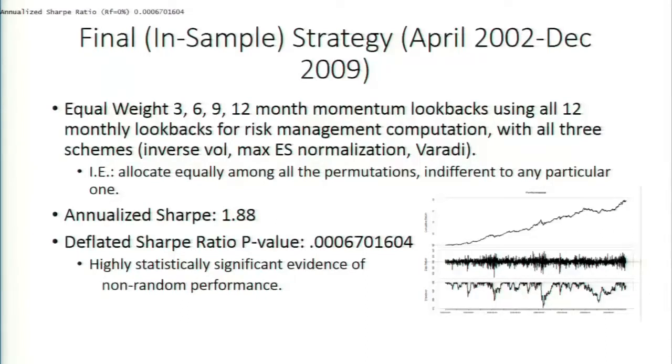So the in-sample backtest looks fantastic, with an annualized Sharpe of 1.88. And so when I ran all my permutations through Marcos Lopez de Prado's deflated Sharpe ratio algorithm, I get a highly significant 0.0006 p-value. So there's definitely a strategy here. It's not just an overfit piece of junk. So that's highly statistically significant evidence.